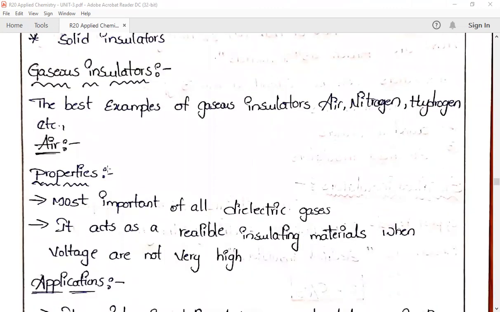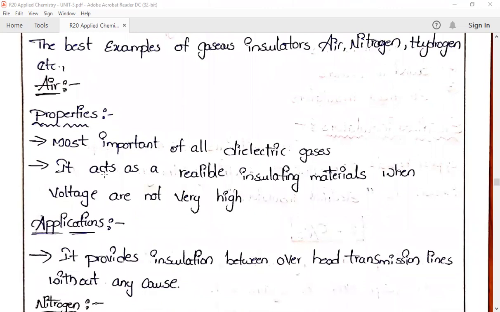Coming to air, it is the most important of all dielectrics. It acts as a reliable insulating material when the voltage is not very high. Its application provides the insulation between overhead transmission lines without any cause.